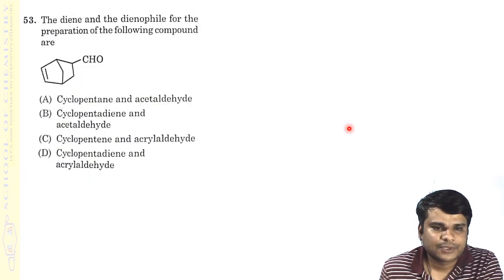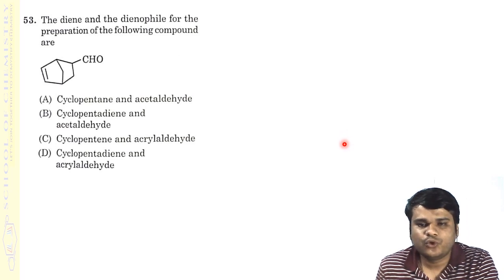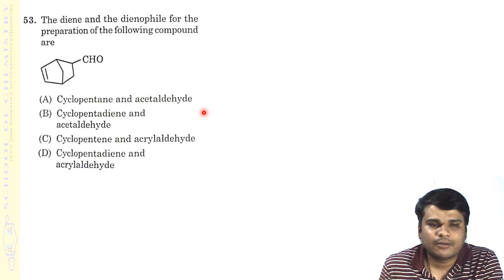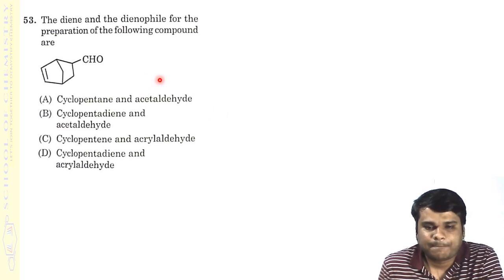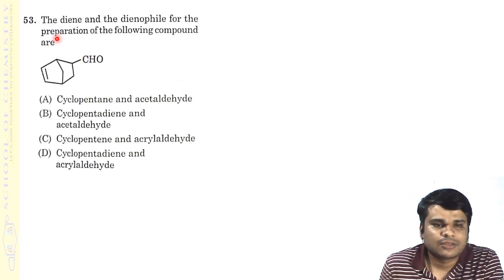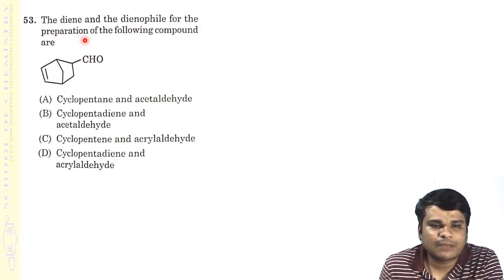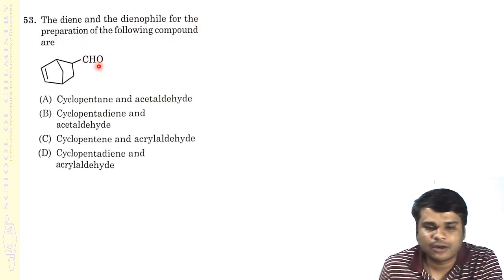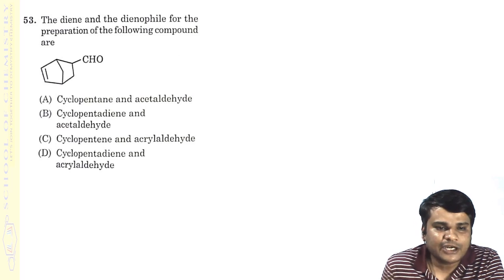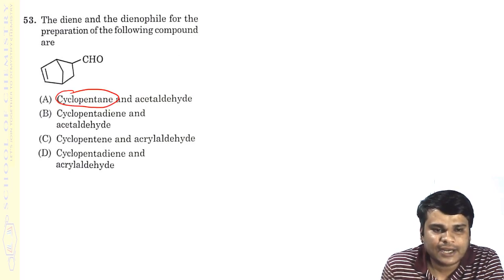53rd question, very simple. If you know even the basics of pericyclic, or say the basics of cycloaddition reactions, this question can easily be answered. The diene and dienophile for the preparation of the following compound are asked. They have already said it must be a diene. So the reactant should be a diene. Cyclopentane is not possible, because cyclopentane is not a diene.